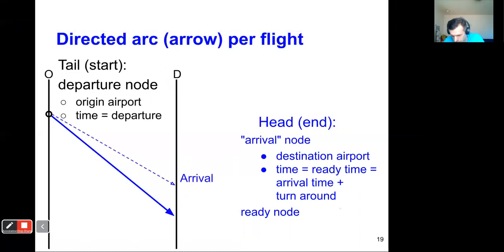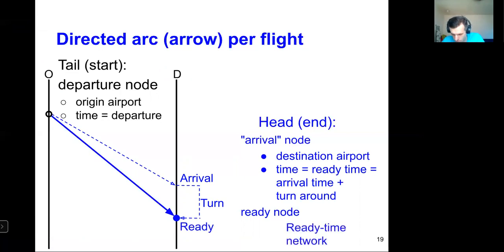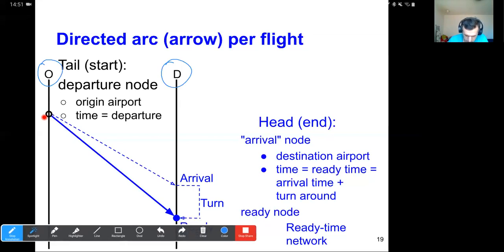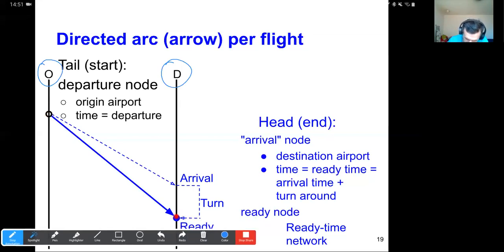So here is the illustration. It might have arrived early. It needs to spend some time to do the turnaround, and then it's ready to depart at the time to which the end of the arrow points. Sometimes this is called the ready node, and sometimes such a timeline network is called the ready time network. So this is the convention that we will be using. Every arrow representing the flight goes from, of course, the origin airport to the destination airport. It starts at the departure time, and it ends at the time when the aircraft is ready for its next departure.